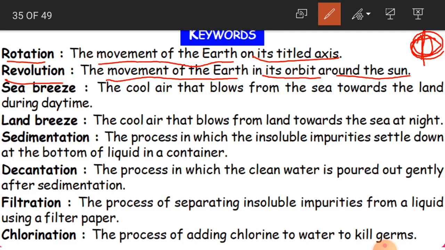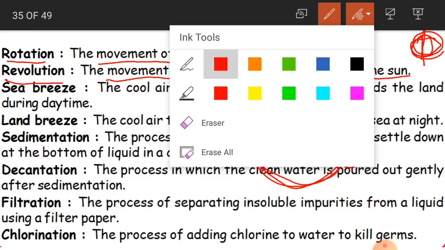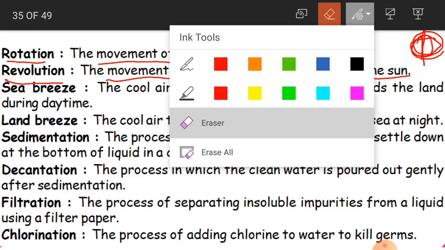In its orbit around the sun. Here, if this is the sun, and this is earth, the earth is going to move in its orbit around the sun. This is known as revolution. Clear, children? Yes. Okay.